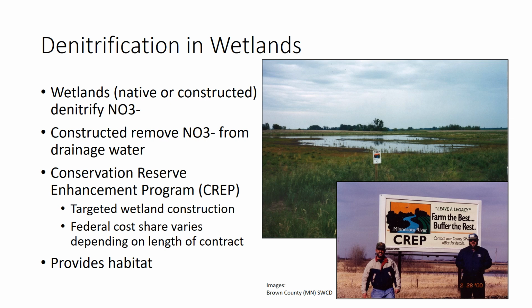And one program that's used to do that is the Conservation Reserve Enhancement Program. You've probably all heard of the Conservation Reserve Program, where marginal lands are taken out of production, and subsidies are provided to the farmer to keep those lands out of production for 10 to 15 years. In the case of CREP wetlands, it's the same process, but there's a wetland that's constructed on the property with the primary goal of providing both habitat and also improving water quality. So here's a couple of pictures from CREP wetlands in Minnesota.